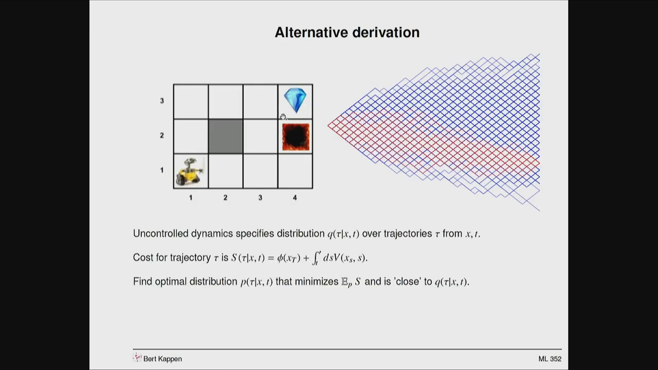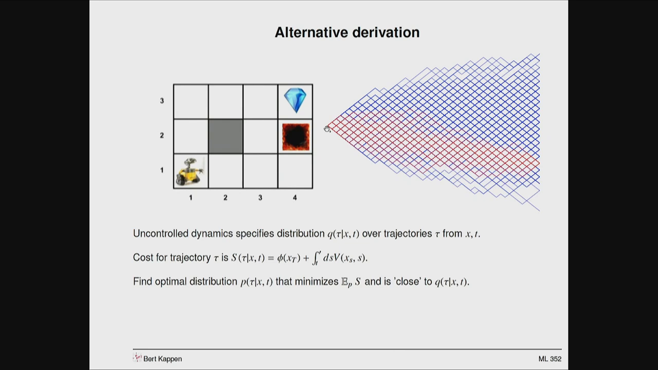And this is in the following way. Suppose that I'm in a discrete space, and I'm starting here, and I want to get to the gold, or to the diamond in this case, and I want to avoid obstacles. This is my control problem. Okay, so I have this as a setting.